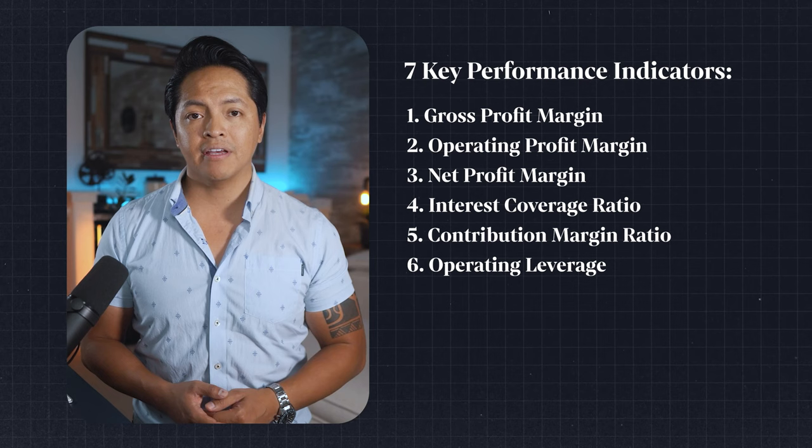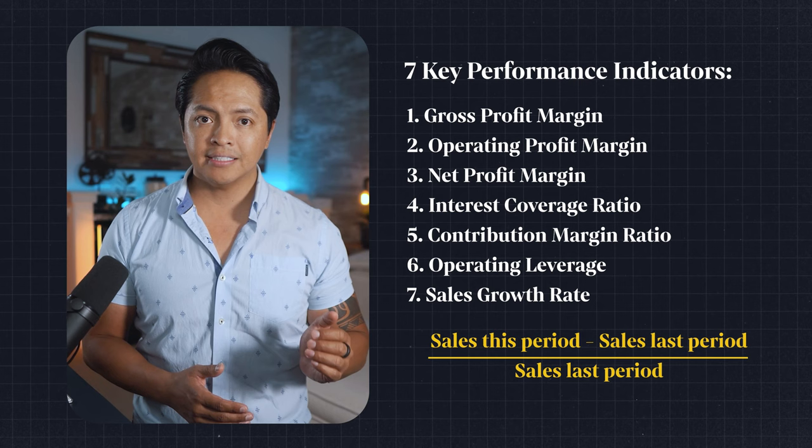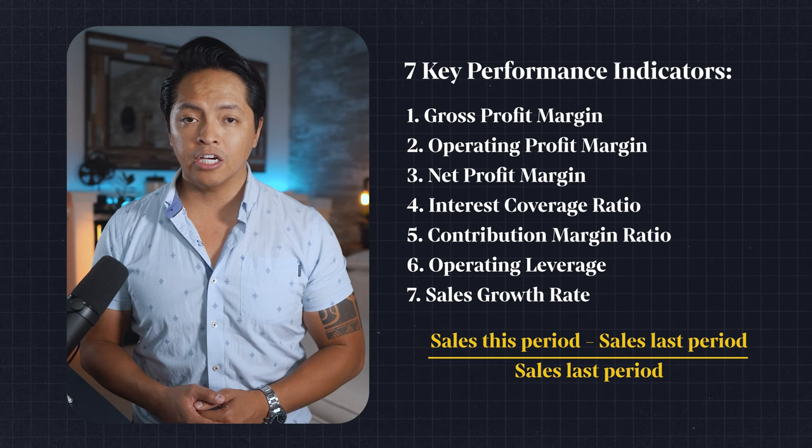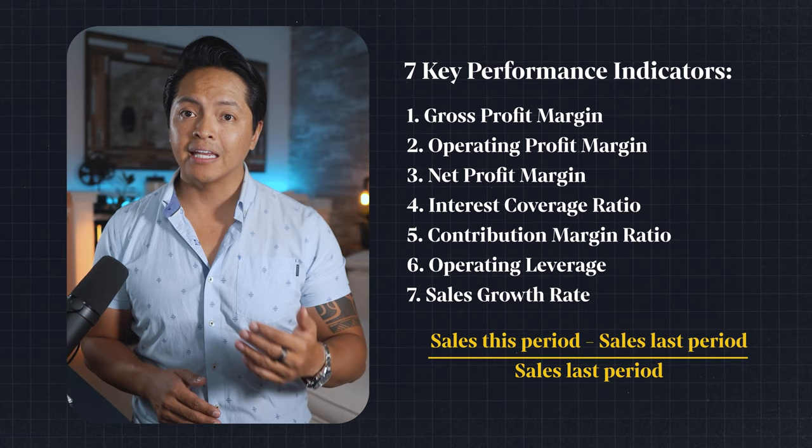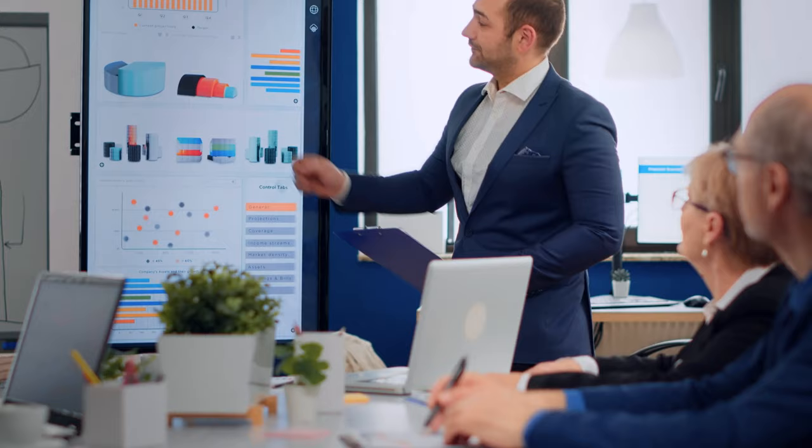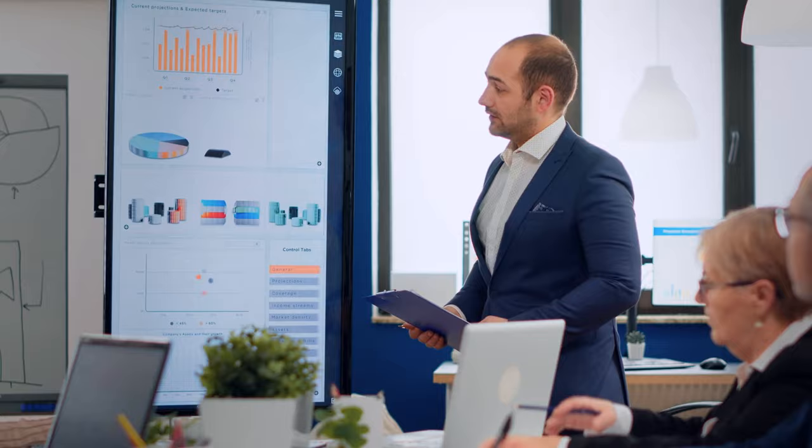Number seven, sales growth rate. And the formula is sales this period less sales last period divided by sales last period. It shows the percentage increase or decrease in sales over a specific period, indicating a company's growth trajectory. Master these seven KPIs, understand your P&L, and you'll be confident in any company meeting, ready to provide insights most people don't know how to calculate.